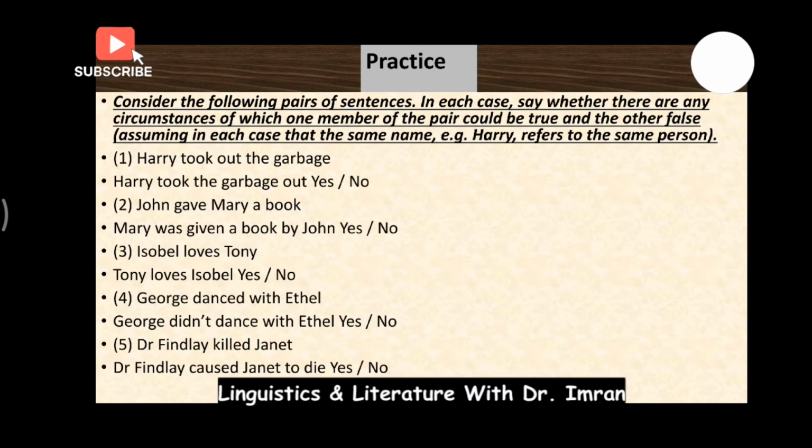So what do we learn from here? We learn that sometimes the same proposition can be expressed by two different sentences. And sometimes we may have two different sentences and two different propositions. We will develop this notion on the coming slides. So keep watching.